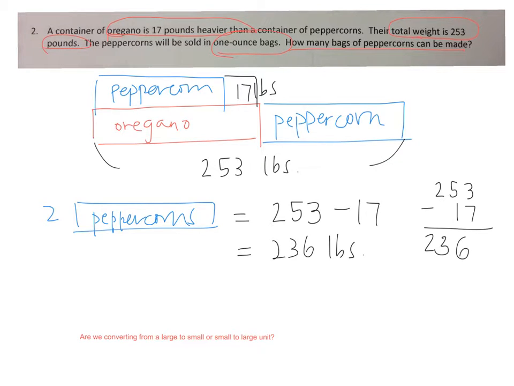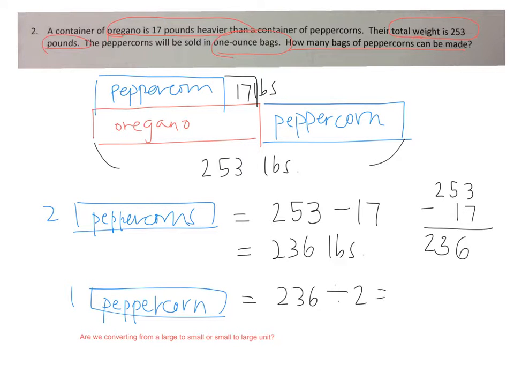Ounce bag. Good. So far, by drawing this diagram, we can see that 2 peppercorns is the same weight as 236 pounds. So in order to figure out how much one peppercorn weighs, we just divide 236 by 2, which is the same as what? 118 pounds. Now, is that the answer?